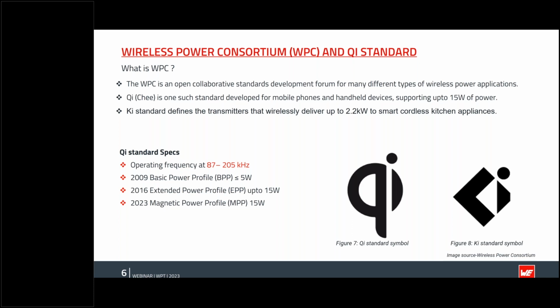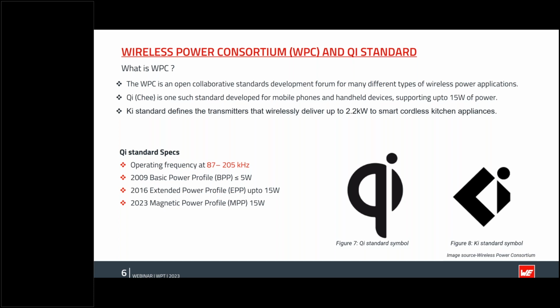And the symbols shown in figures 7 and 8 are symbols for the Qi standard and the Ki standard. So if you see any appliances with these symbols on them, then you know that they are Qi certified and they're safe to use and they're following certain norms defined by the WPC.